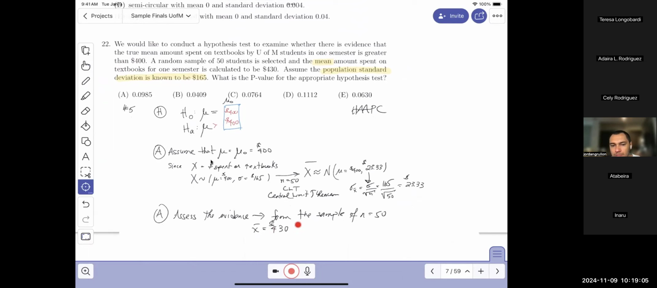Is 430 the same as 400 or more than 400? Because that's what we're saying, right? We assume that it's 400, but then we get a sample result that's 430. So do you think that's the 400 or more than 400? Do you think 430 is the same as 400 or more than 400?